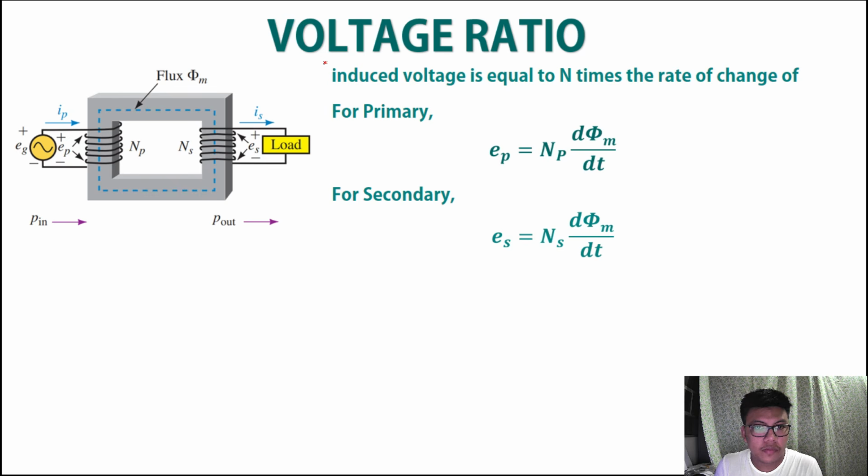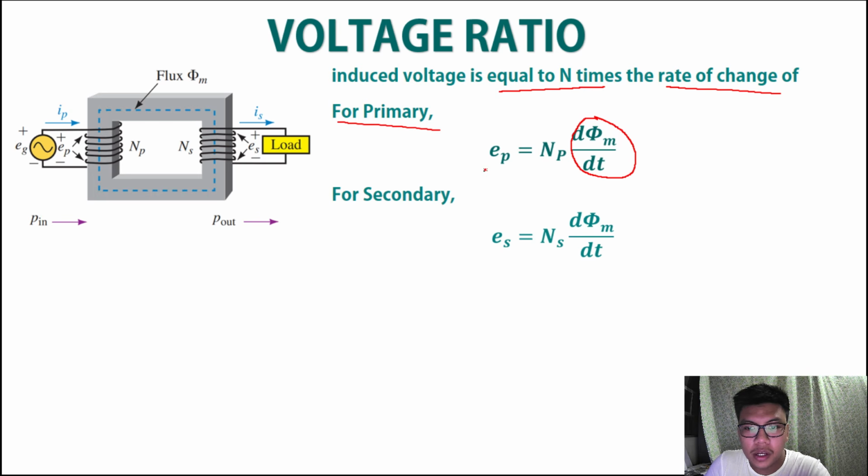Okay, tuloy lang tayo. So now let's have the voltage ratio from Faraday's Law again. The induced voltage is equal to N times the rate of change of flux. So ito yung tinatawag natin rate of change of flux. Di ba nagbabago yung ating supply dahil siya ay AC, so nagbabago-bago din yung flux mo, from 0 to maximum, maximum to 0, ganun siya, no?